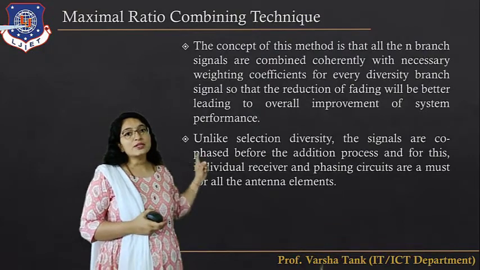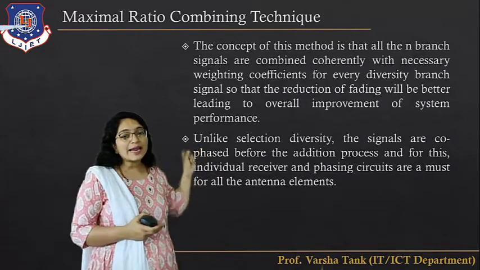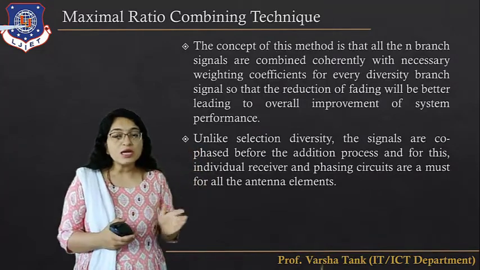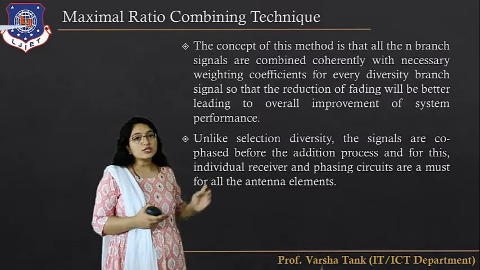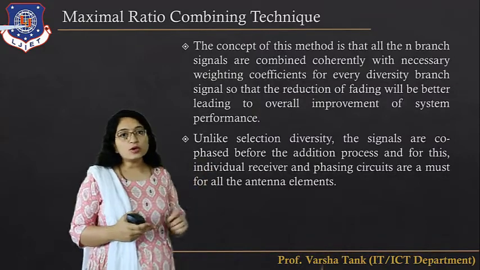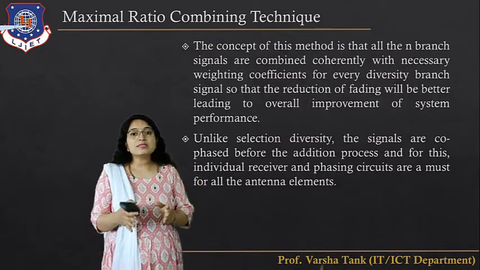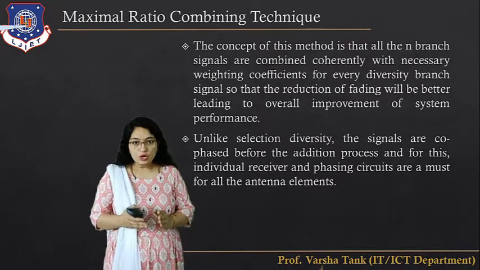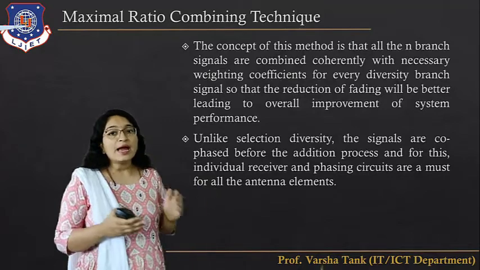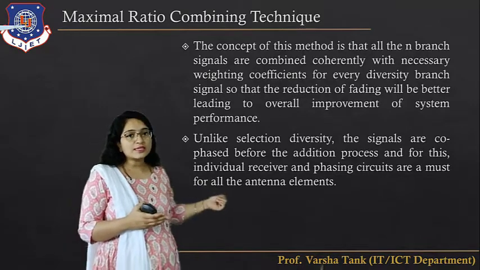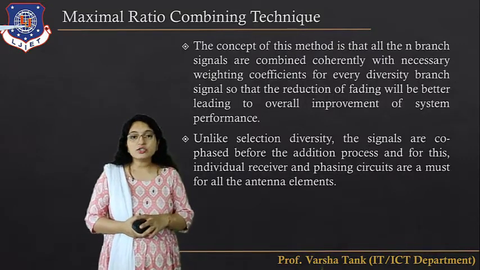Now next is the maximal ratio combining technique. The concept of this method is that all the n branch signals are combined coherently with the necessary weighting coefficient for every diversity branch signal, so that the reduction of fading will be better, leading to an overall improvement of the system performance. As its name suggests, we are combining each and every signal. Unlike selection diversity, the signals are co-phased before the addition process, and for this, individual receivers and phasing circuits are a must for all the antenna elements. So we will require individual phasing circuits.